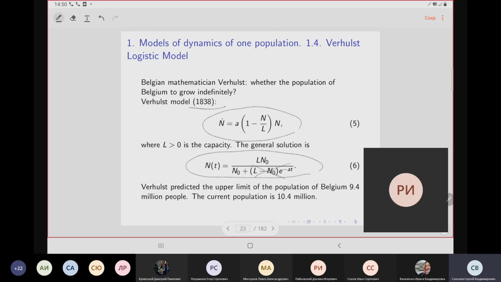And Verhulst predicted the upper limit of the population of Belgium as 9.4 million people. If you open Wikipedia, you can see that the current population of Belgium is 10.4 million. So the 200 years forecast is only a 10% mistake. I think it is a very good precision for me.